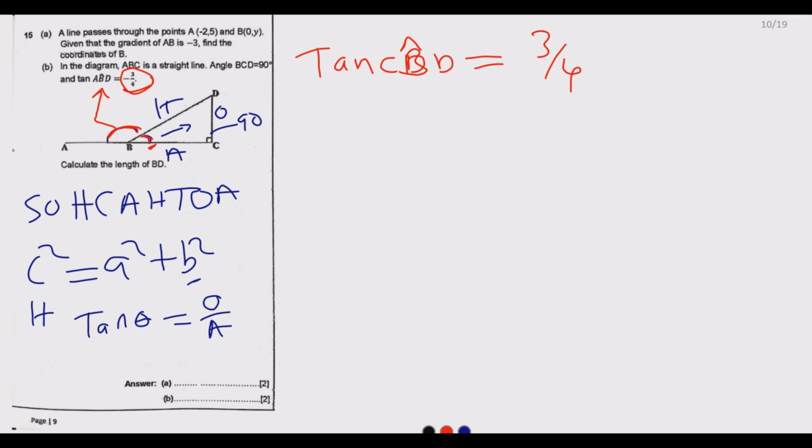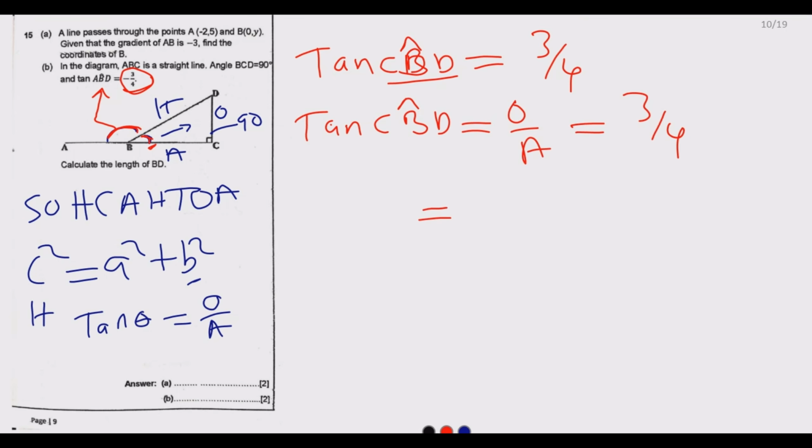So that's the principle that we need to apply. So always that's the case. So given that, we know that tan of any angle, which in this case is tan theta, where theta is angle CBD, equals the opposite over adjacent, which is the same as 3/4. So in this case, the length of the opposite is equal to 3, then the adjacent is equal to 4.